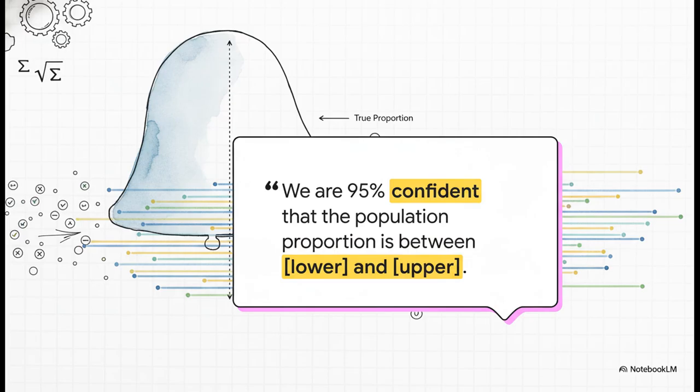Now, this exact phrasing is so important. When we interpret a confidence interval, we're not saying there's a 95% chance the true value is in our specific interval. What we're really saying is that we are 95% confident in the method we used. If we did this whole process 100 times, we'd expect the true value to be captured inside our calculated interval about 95 of those times. It's a subtle but crucial difference.